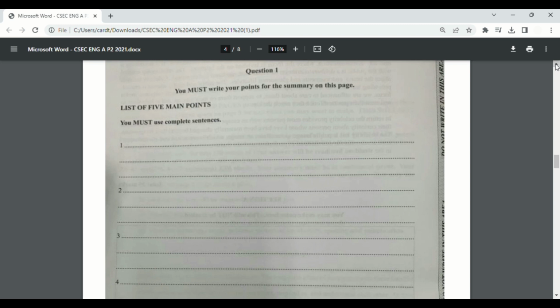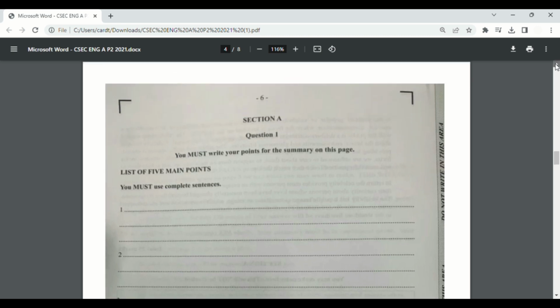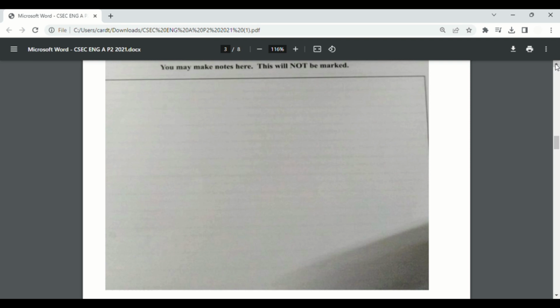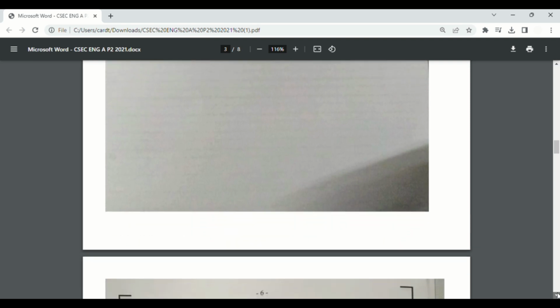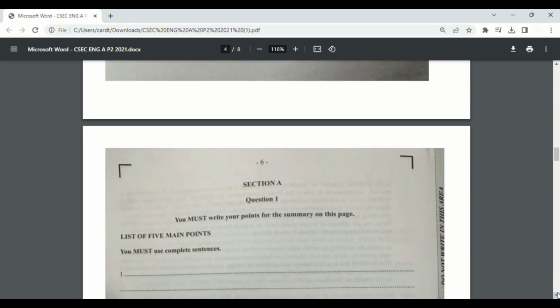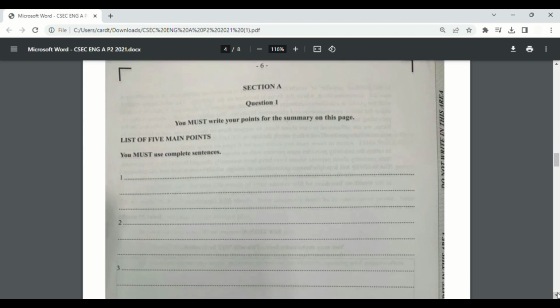Listen to the instructions. Question 1: You must write your points for the summary on this page. Must. They never ask; they tell you. Even though you do your jottings up there, we don't want to pick out the points up there. When you come down here, you need to ensure you have the five main points. The jottings are not complete sentences, just little jot-downs. So you take your jottings and formulate them into your five main points for the summary.